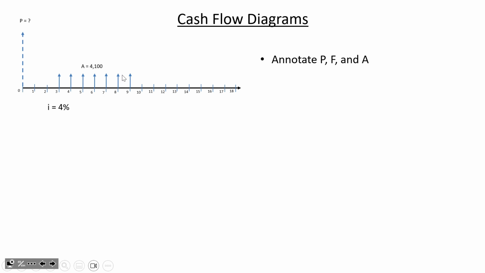For a cash flow diagram to be complete, it needs to have the labels of P, F, and A, any one of these that apply. So this has a P and an A. F is what we use for a single lump sum value that is on a cash flow diagram by itself. None of these are F's because they're all the same amount, and it's simpler for us to represent it as a continuous annual series rather than as a bunch of single individual F values.